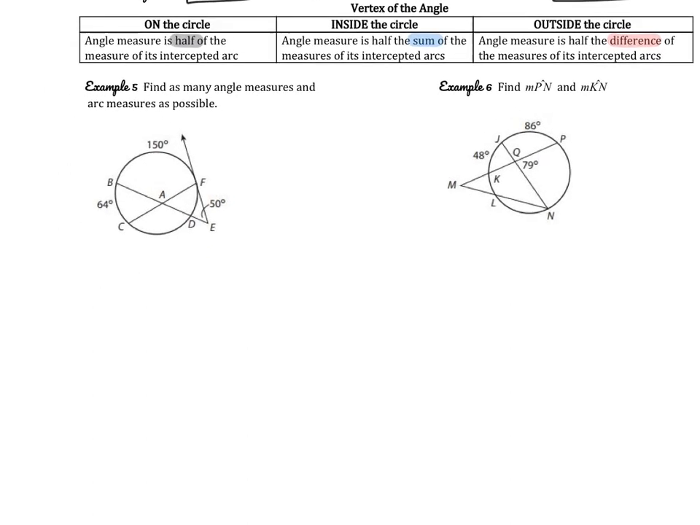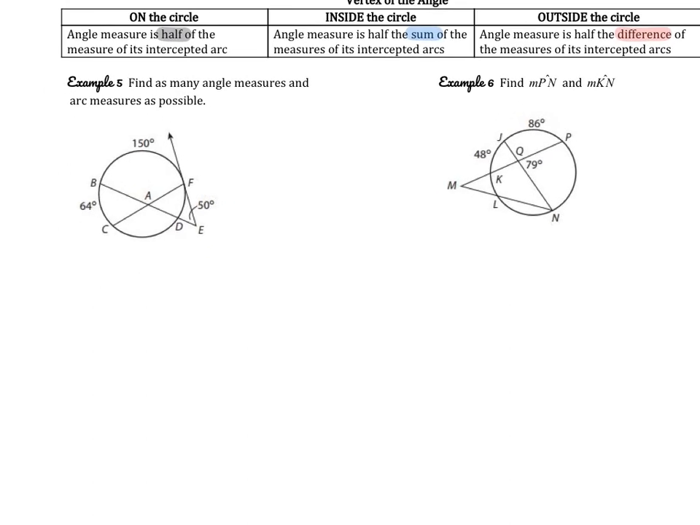Okay, so here we're going to be using a combination of all the theorems to solve for example 5 and 6. So in example 5, it asks us to find as many angle measures and arc measures as possible.